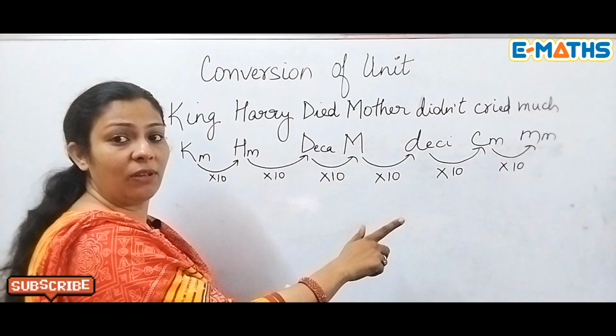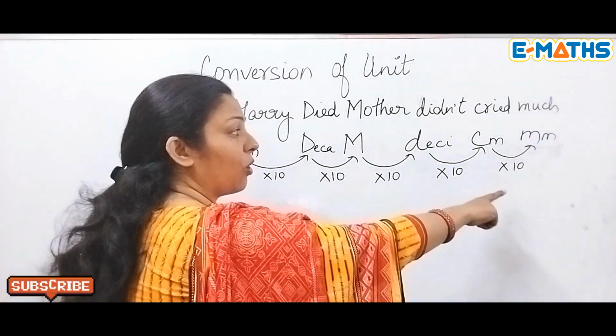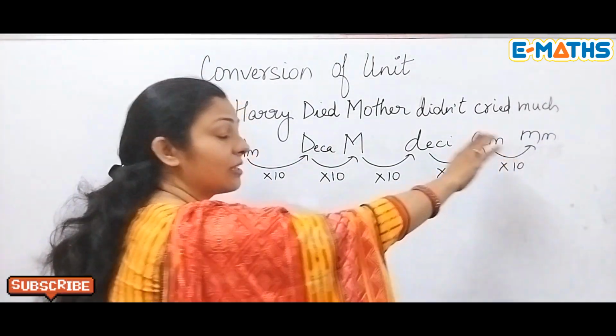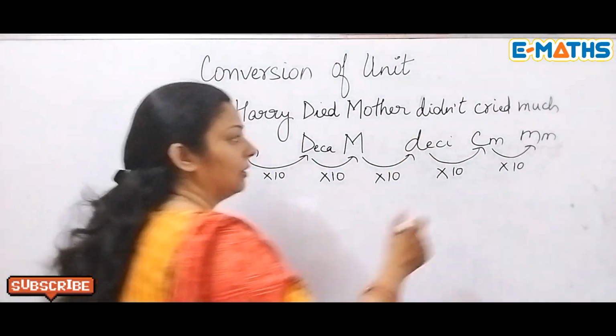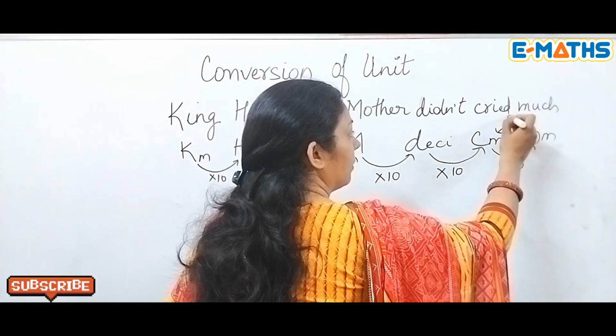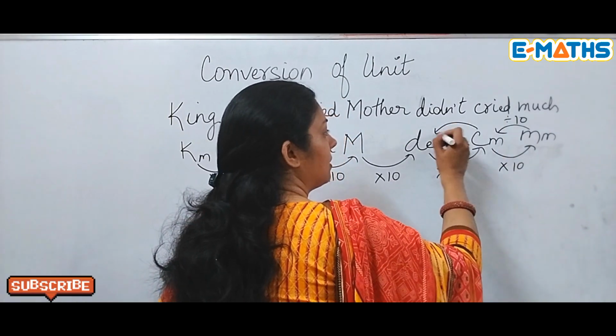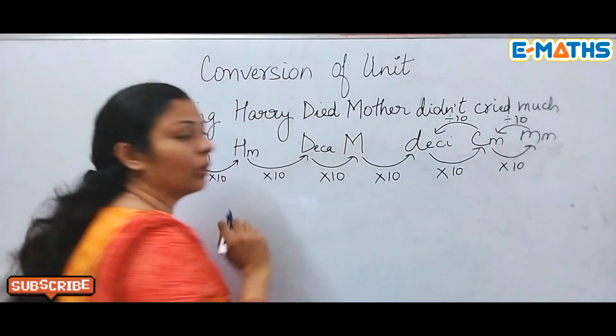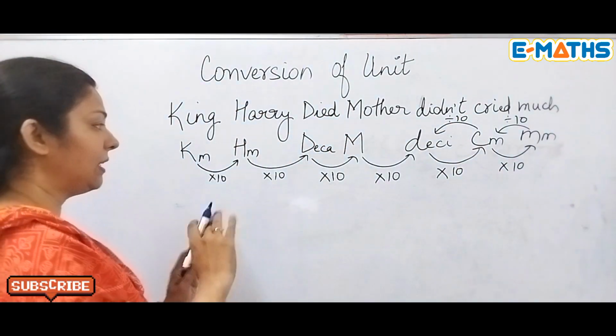The same case applies for the conversion of a smaller unit to bigger unit. At each jump you need to divide by 10. Like here you divide it by 10, this divided by 10, and so on. Now if you know this, then what happens?